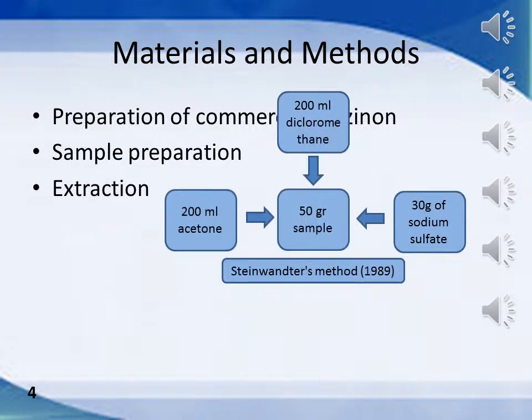We extracted 50 grams of every sample using 200 milliliters of acetone and 150 milliliters of dichloromethane in turn. Then, for removing the excess moisture content, we added 30 grams of sodium sulfate. Finally, we concentrated the final solution to 1 milliliter volume using a rotary evaporator.